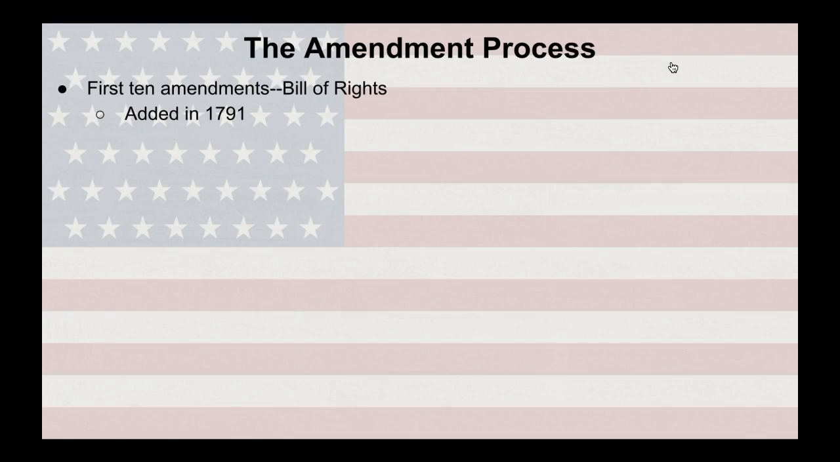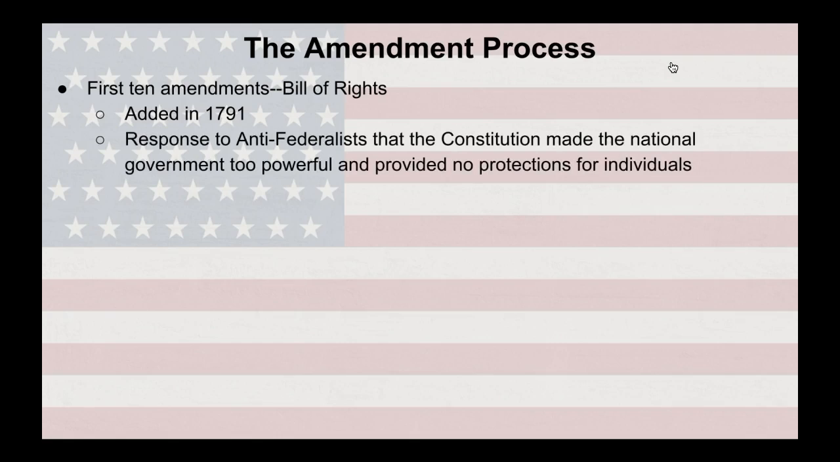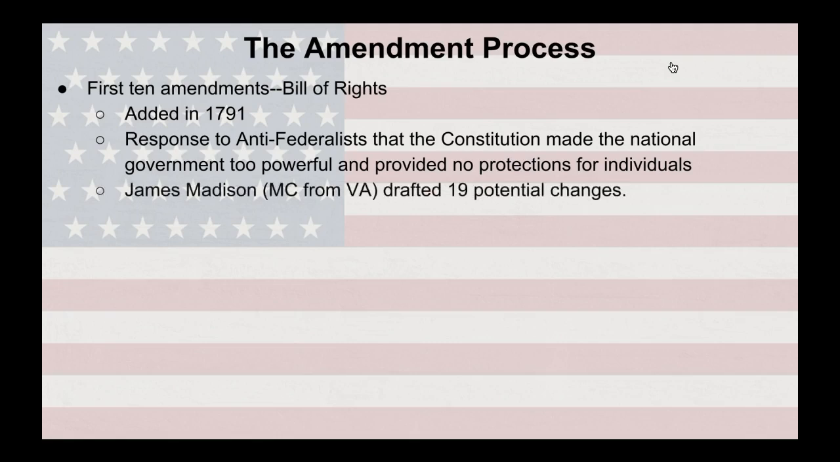The Bill of Rights are going to be in response to complaints from the Anti-Federalists that the Constitution made the government way too powerful and didn't really protect the individual liberties of the people. And so, in an effort to get the Anti-Federalists on board with the Constitution and with ratification, it was agreed that these would be added to the Constitution following its ratification process.